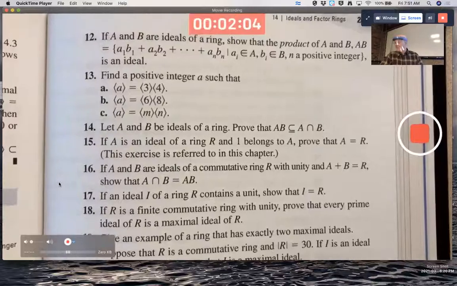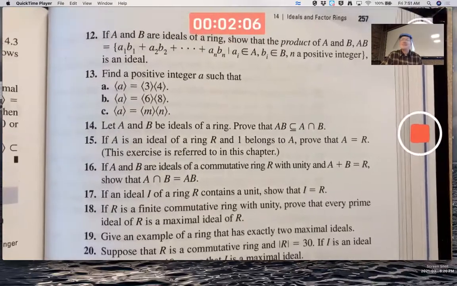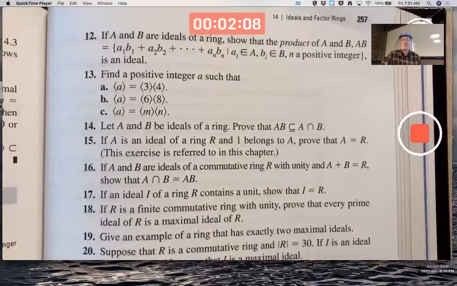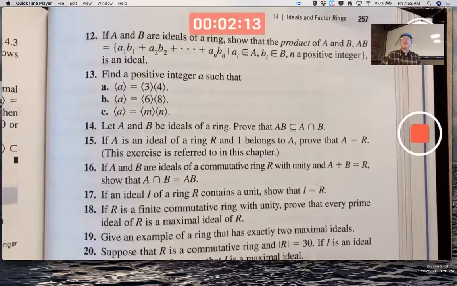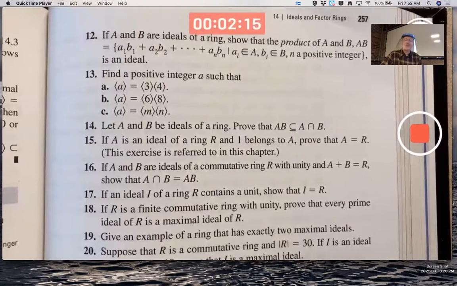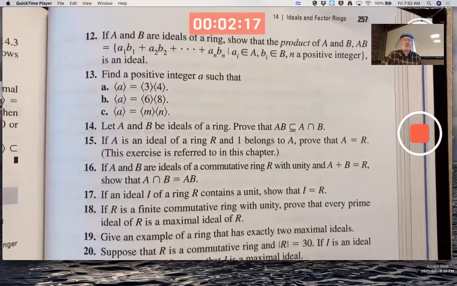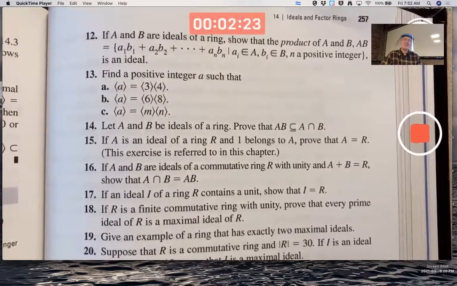All right, let's go over these problems. Today, we're going to mostly spend our time in chapter 14, especially looking at the reading examples. And I hope I can convince you by the end of class today that working with ideals in rings can actually be kind of fun, working with ideals and factor rings. So we're going to try to see if we can get to that point here.